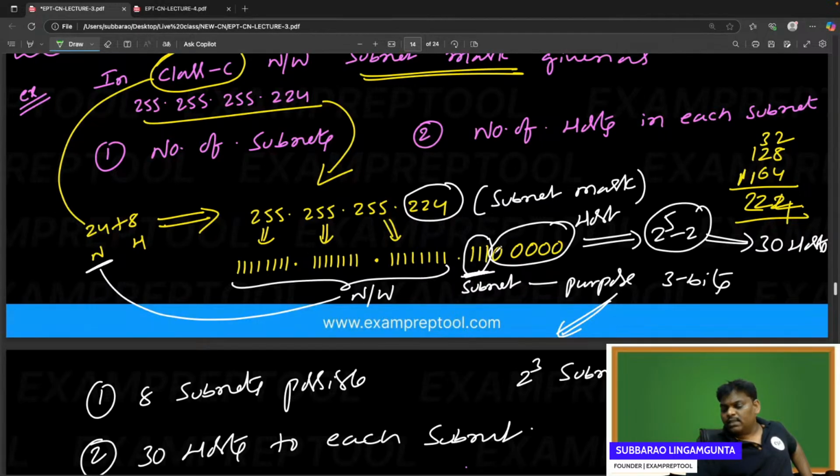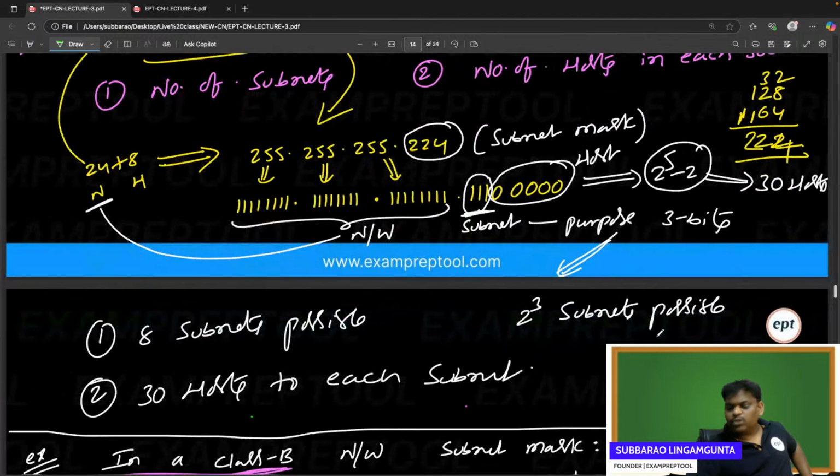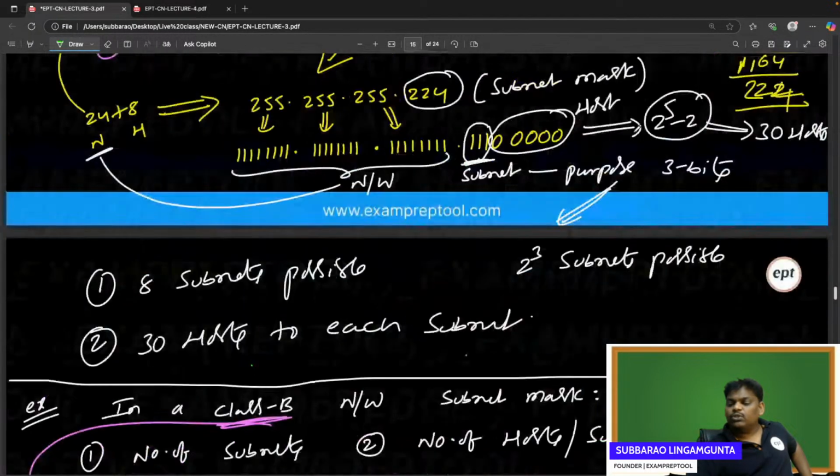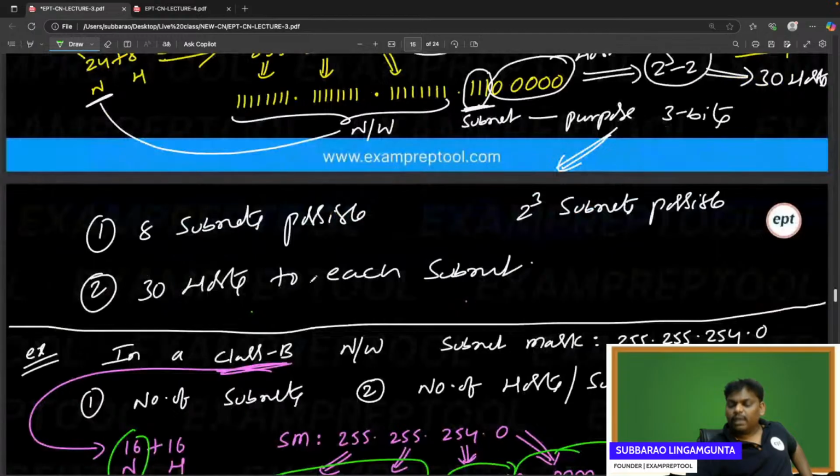So subnet part is 3 bits. 3 bits means 2 power 3 subnets possible, 8 subnets. Right? Host part is 5 bits, 2 power 5 minus 2, 32 minus 2, 30 hosts per subnet.